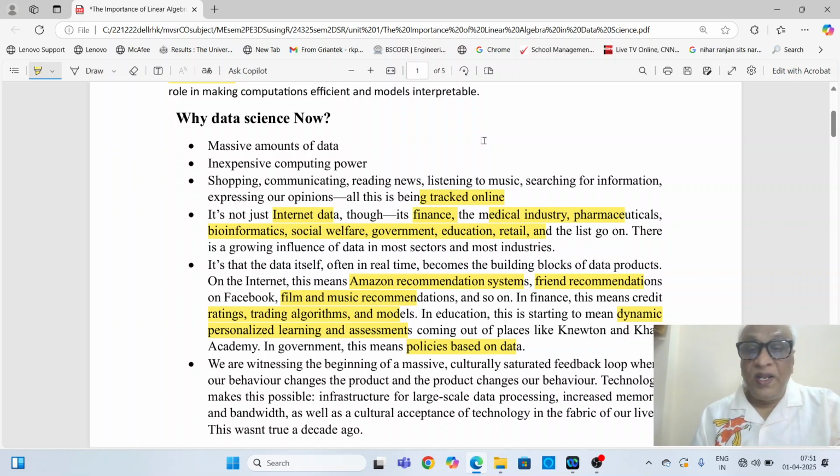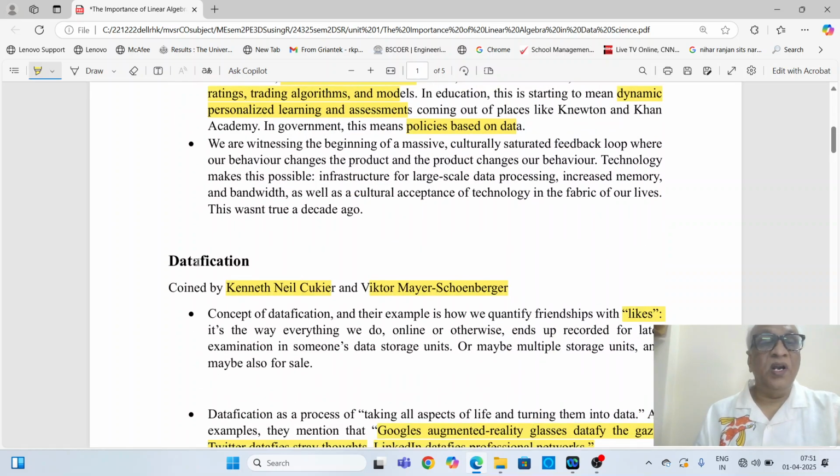If we are going for a loan, then credit ratings play a big role. If it is education, dynamic personalized education assessments, examples being Khan Academy or Newton. If it is government, policies based on data. So everything, all the new models, all the new products, whether it is recommendations, predictions, analysis, or insights, all those aspects are derived from data. So that's why data science has suddenly become important.